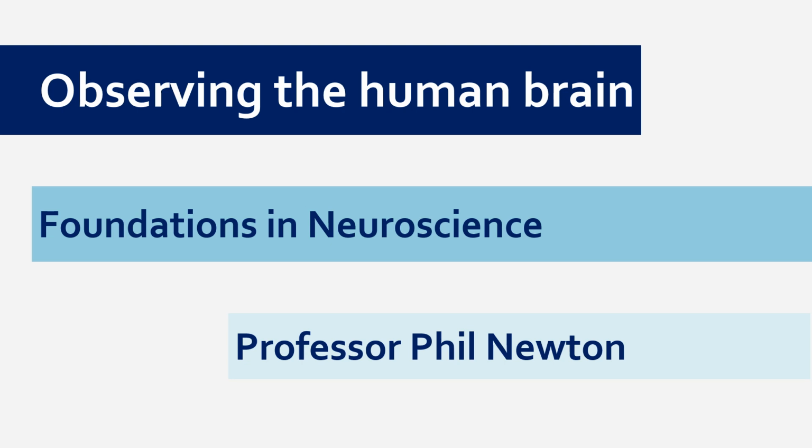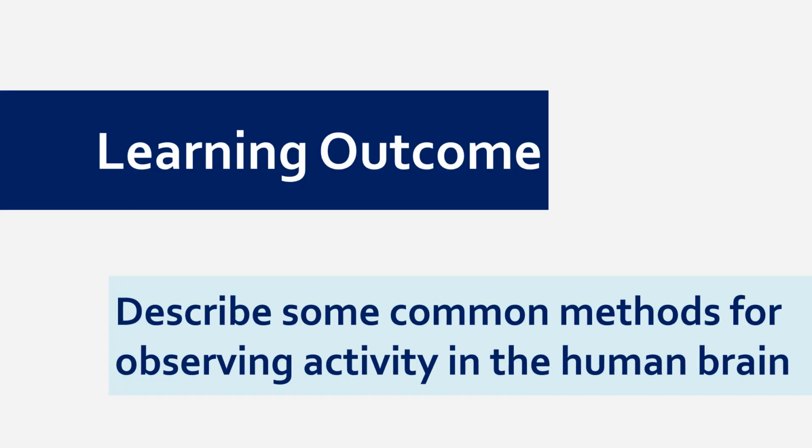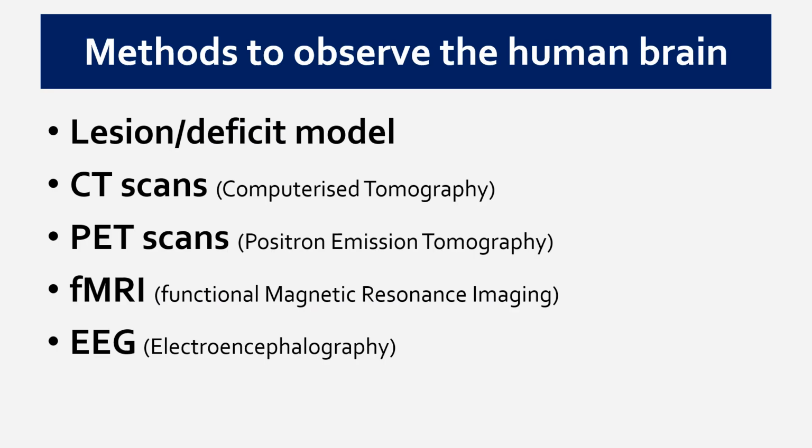My name is Professor Phil Newton, and what I hope you're able to do by the end of this short video is just to be able to describe some common methods for observing activity in the human brain. We're going to talk about methods that we use clinically and also methods that we use to try and research the human brain in an effort to understand how structure links to function.